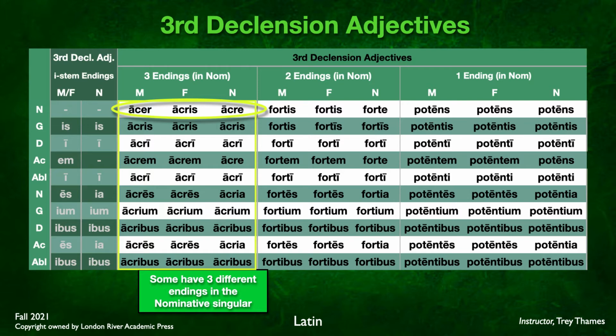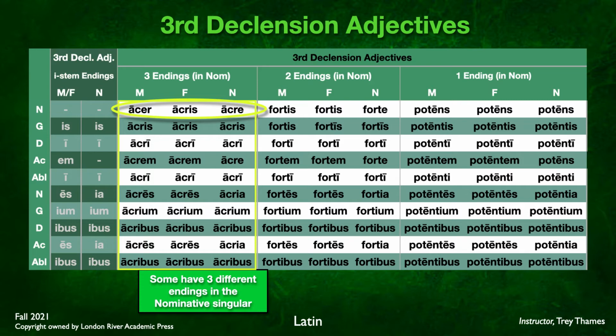Of course, remember your neuter rule, which is whatever is in the nominative form will also be in the accusative form. So nominative singular and accusative singular are acre, and nominative and accusative plural are acria. So this is how you form all of the third declension adjectives with the three endings. So you just remember that masculine, feminine, neuter all have three different forms in the nominative singular.